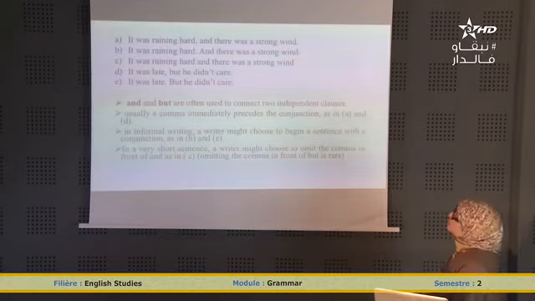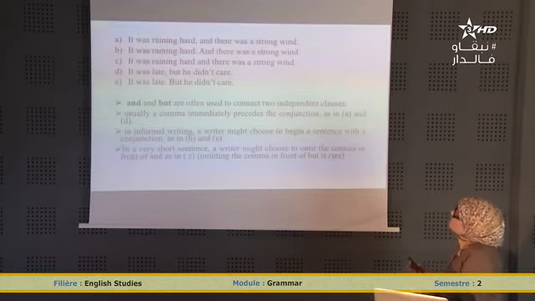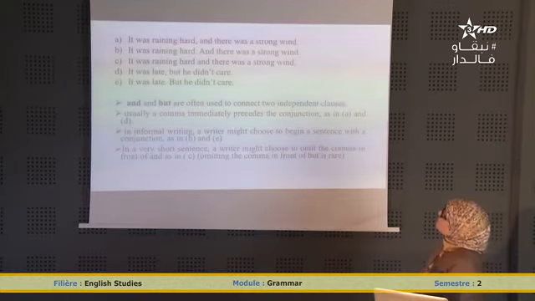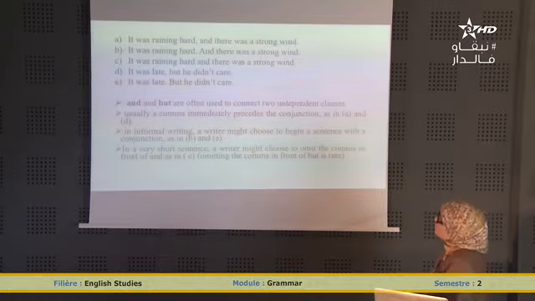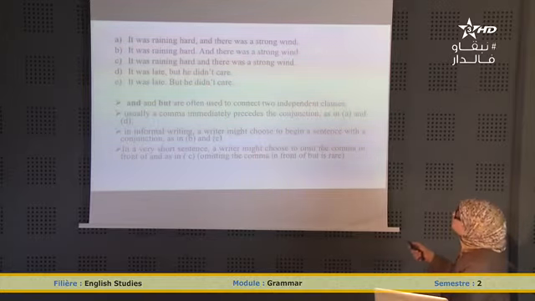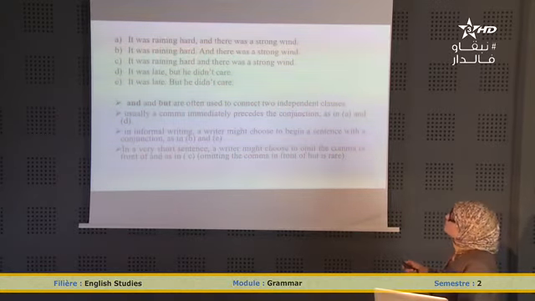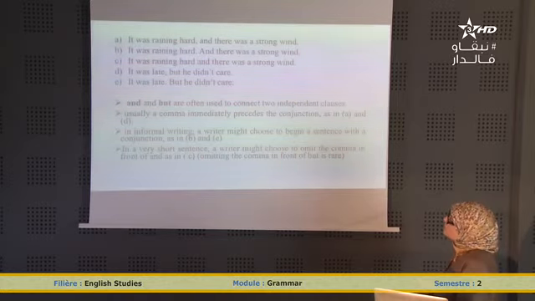By the way, in order to know whether we should use a comma or not, the comma is the equivalent of a pause when you are speaking. So if you can say the sentence without struggling to breathe, then it is considered a short sentence. Look at sentence C. It was raining hard and there was a strong wind. So here, there is no problem. You can say it, you can use it without punctuation. That's why we have it here as a very short sentence.